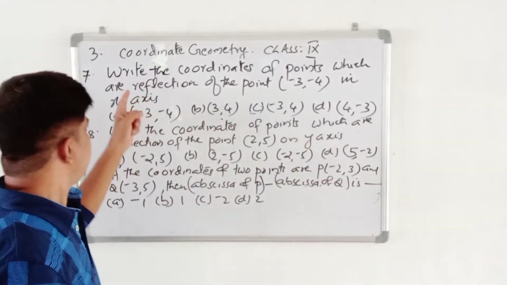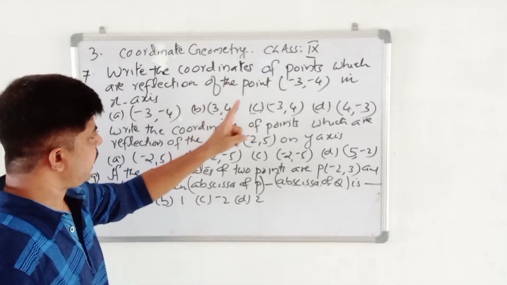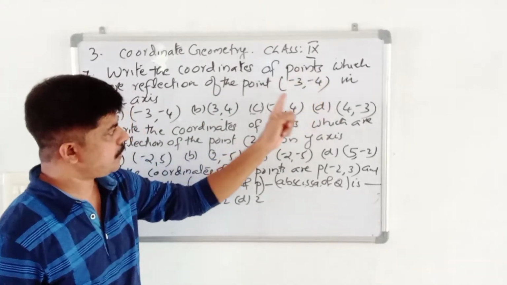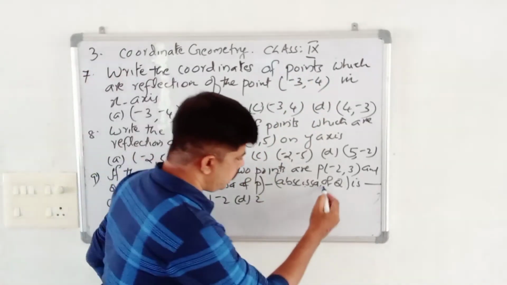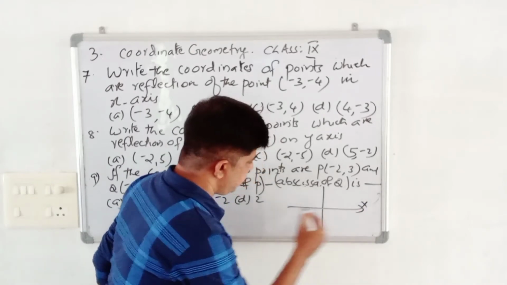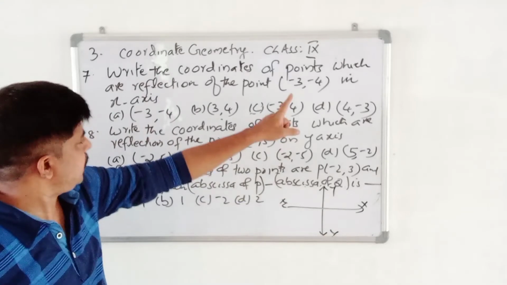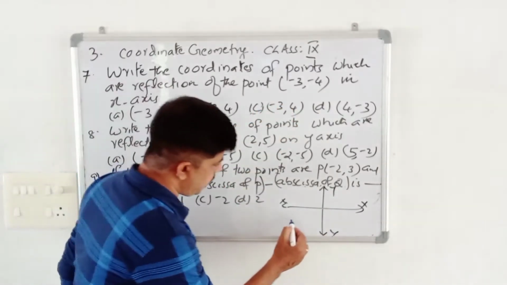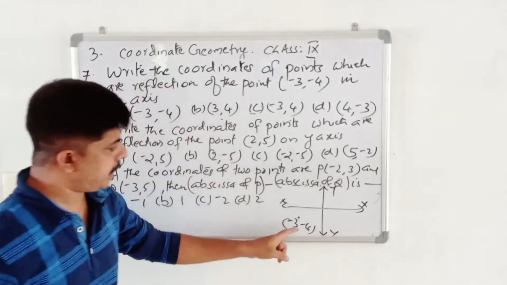Moving to the next question. Write the coordinates of the point which is the reflection of the point (-3, -4) in the x-axis. We have to find the reflection of this point on the x-axis. This is the x-axis and this one is the y-axis. We know that this point (-3, -4) lies in the third quadrant.